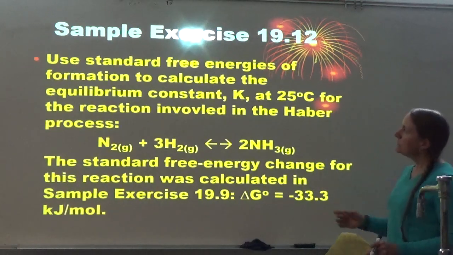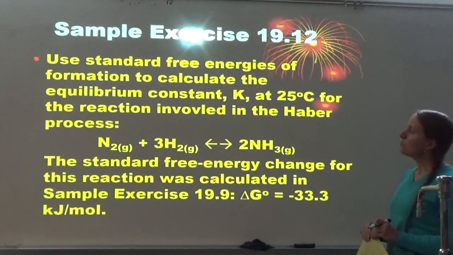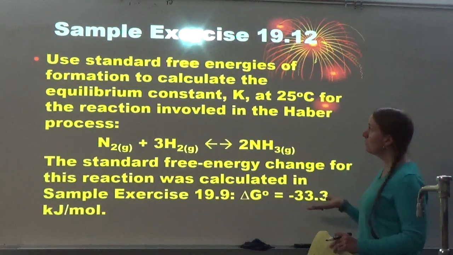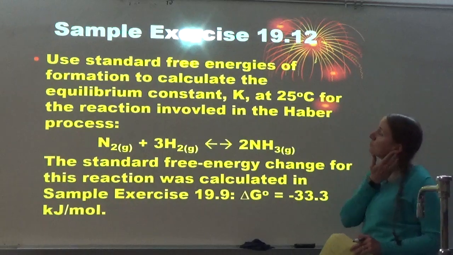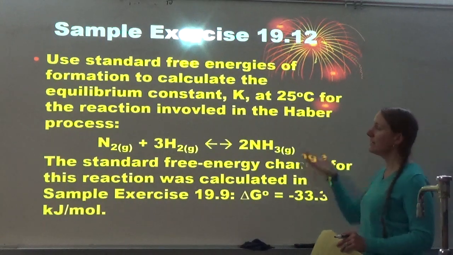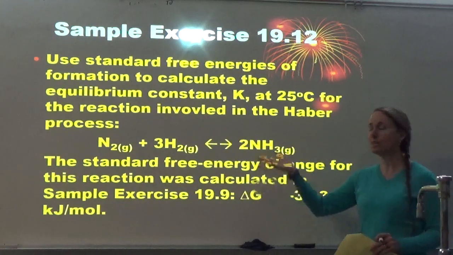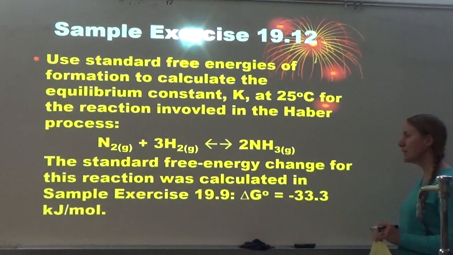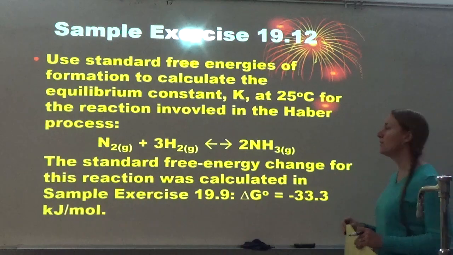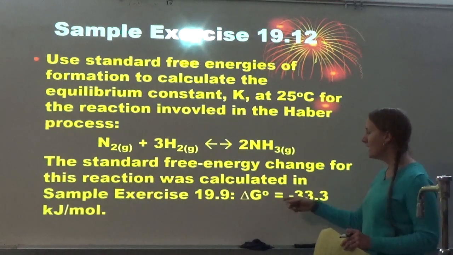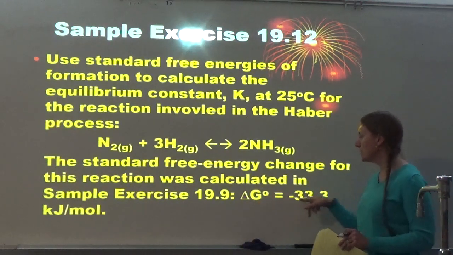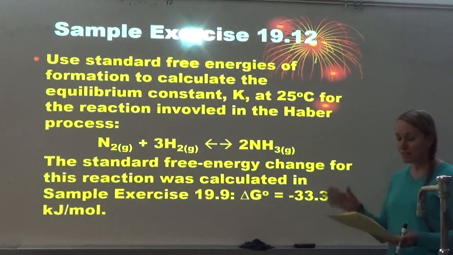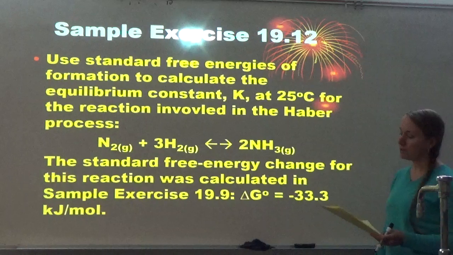All right, so use standard free energies of formation. So, of course, I'm going to pull those numbers from Appendix C to calculate the equilibrium constant K at 25 degrees Celsius for the reaction involved in the Haber process, which is, of course, nitrogen and hydrogen making ammonia. The standard free energy change for this reaction was calculated in sample exercise 19.9, and so your standard delta G is negative 33.3 kilojoules per mole. So thank goodness we at least don't need to waste time recalculating that.